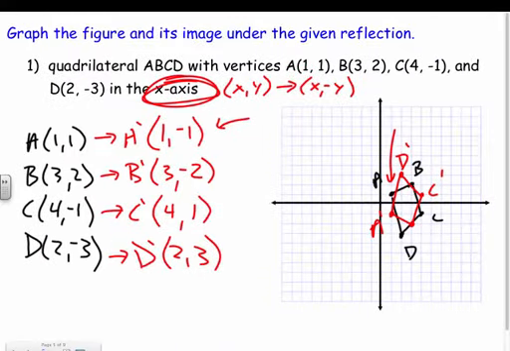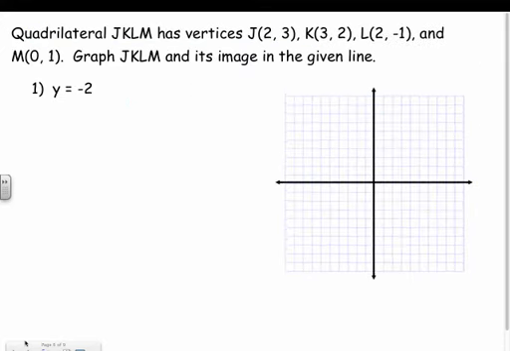Okay, so some points are on each side of the x-axis. That makes it a little bit goofier, but if you just follow your rule, reflection on the x-axis, all that changes is the sign on the y. We could actually reflect it in something besides just the x-axis or the y-axis. This one we might have to think about a little bit.